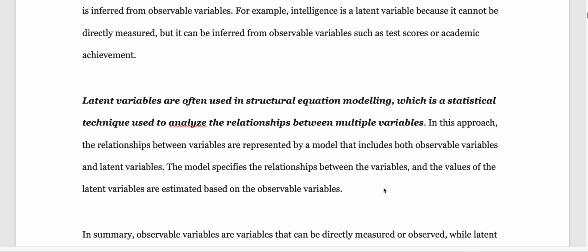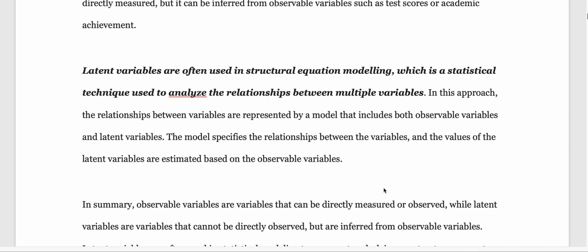Latent variables are often used in structural equation modeling, which is a statistical technique used to analyze relationships between multiple variables. In this approach, the relationships between variables are represented by a model that includes both observable variables and latent variables. The model specifies the relationships between the variables, and the values of the latent variables are estimated based on the observable variables.